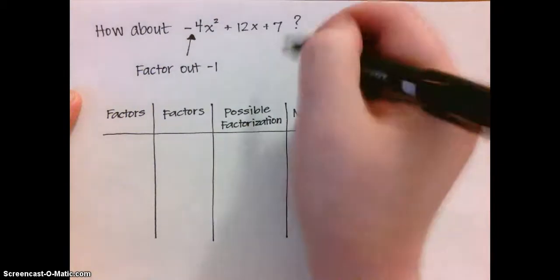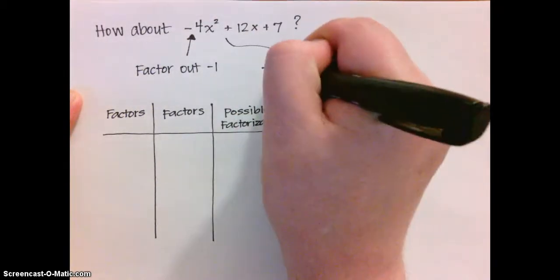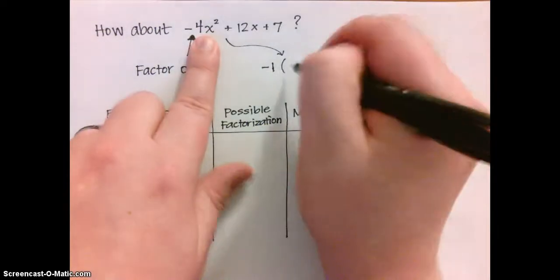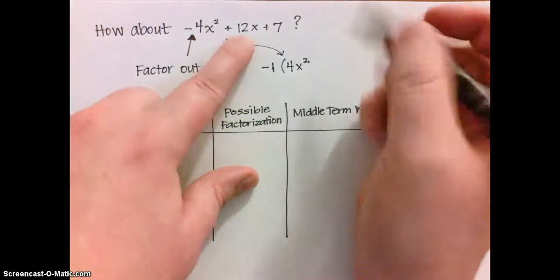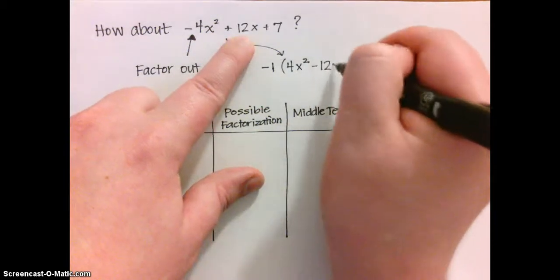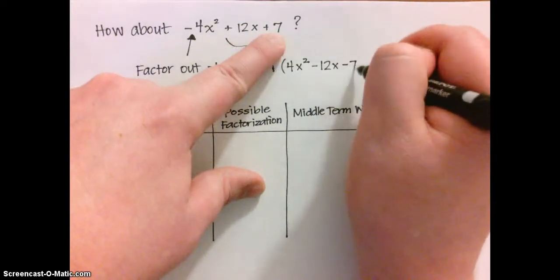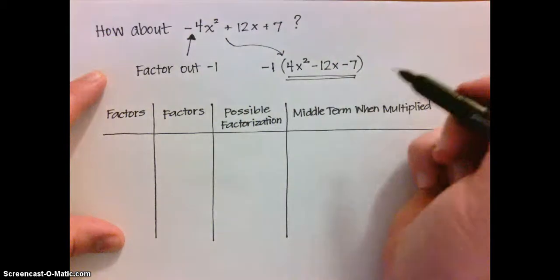Okay? So now this is going to be rewritten as, if I take out the -1, this is going to become a positive 4x squared. If I take a -1 out of 12x, it's going to be negative 12x now. And if I take a -1 out of 7, it's going to be -7. This now is what I want to factor.